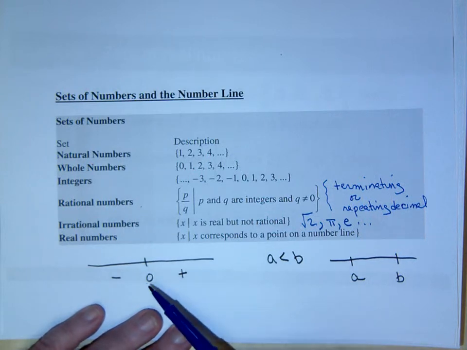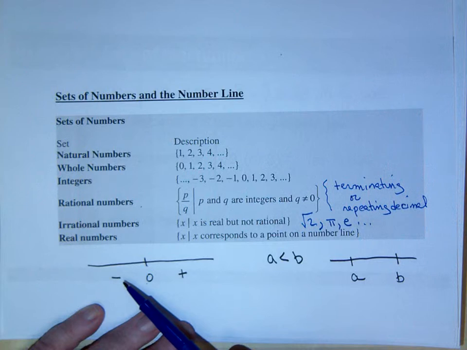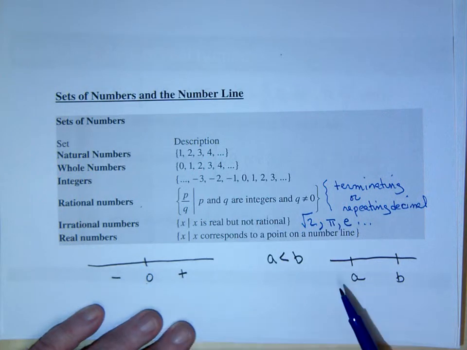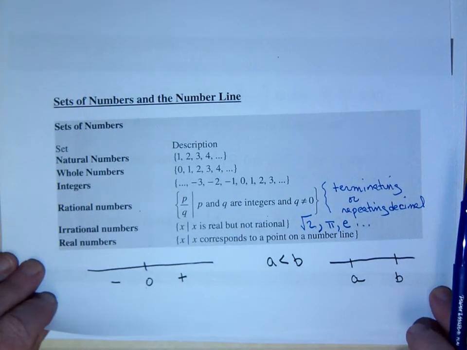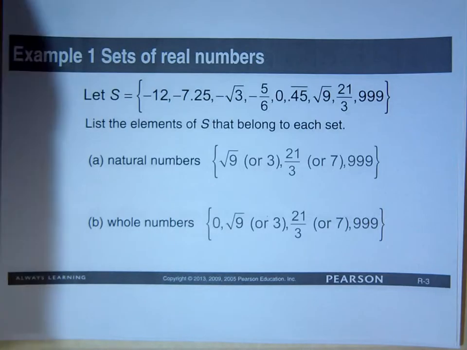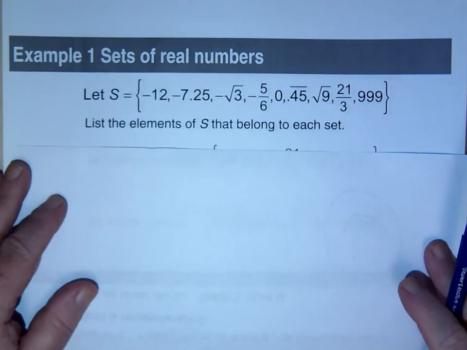We often represent these on a number line, as shown here. 0 is in the middle, the positive numbers on the right side, the negative numbers are on the left side, and we have an ordering principle where A is less than B whenever A is to the left of B on the number line.